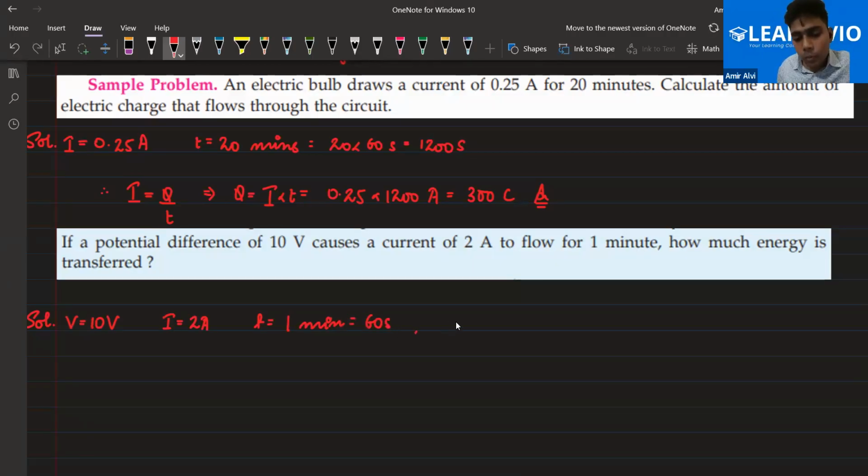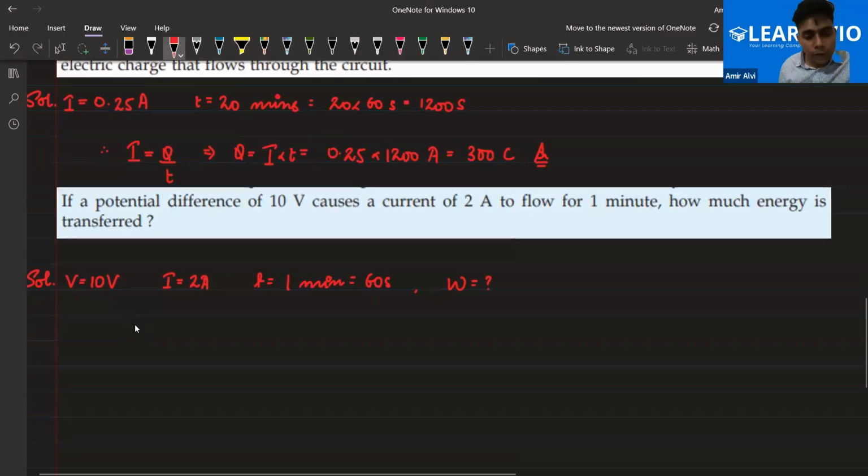We have to calculate the work done or the energy required to transfer the charge. So everyone see this thing. For the energy, we need charge, because in the formula V is equal to W by Q, charge is present, right? We can derive the charge from the electric current formula so that we can find out the energy required. Yes or no, everyone? So I is equal to Q by T.